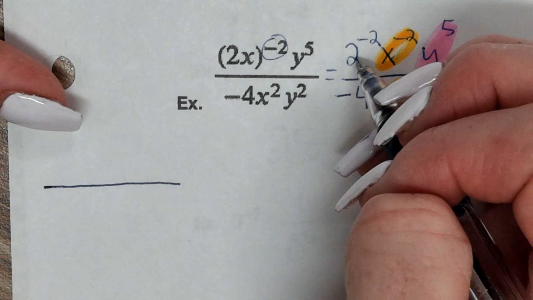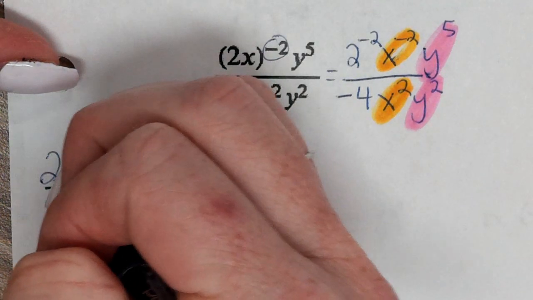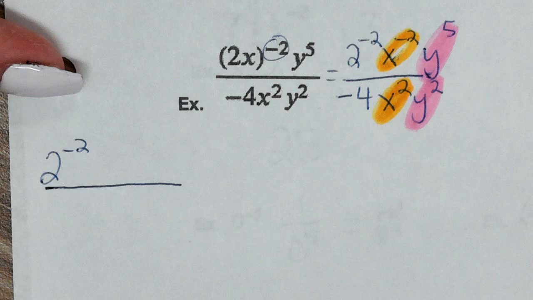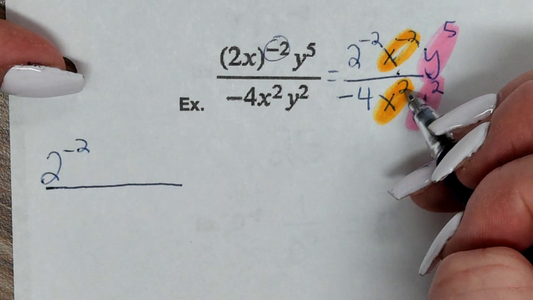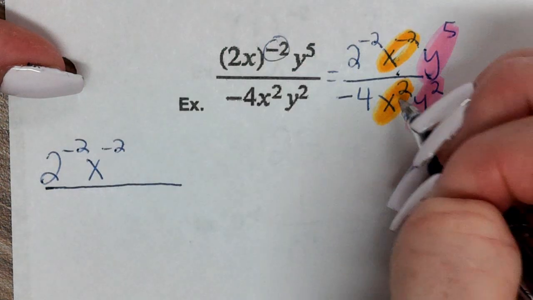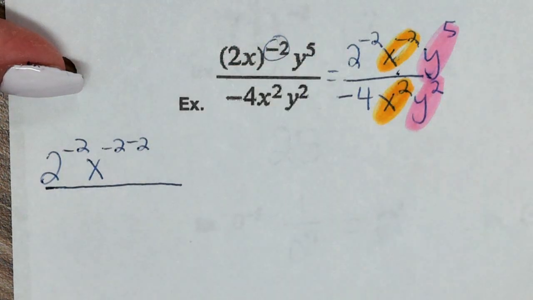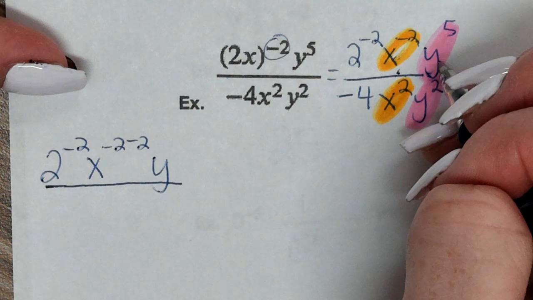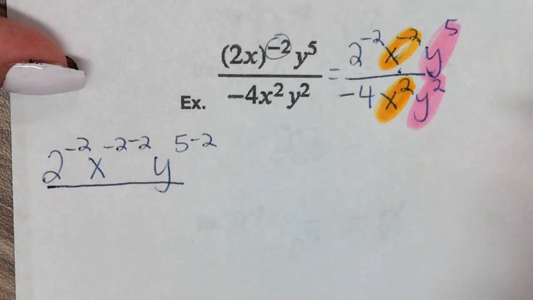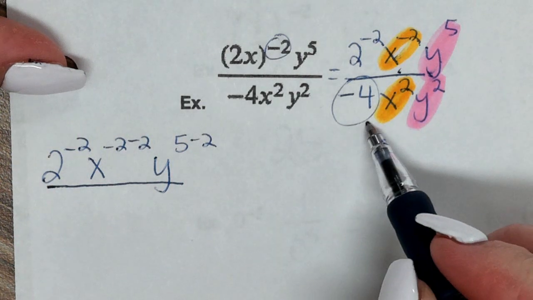All right, 2 to the negative 2 is just going to stay put. X to the negative 2 needs to be subtracted from this 2, right? x to the negative 2 minus 2. Now what? Y to the 5 minus 2. And what's going on with this? Where's it got to stay? At the bottom.